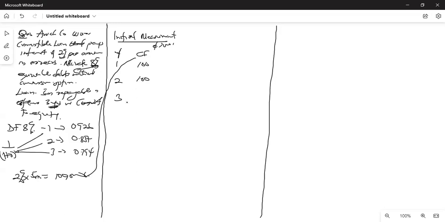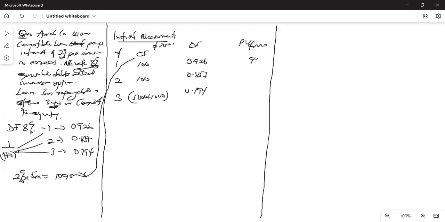So every year will be, and mind you, at this last year, you are going to do the 5,000 plus the 100,000 interest. All right, so that is what is going on. You now have your discount factors. You pick 0.926, 0.857, 0.794.